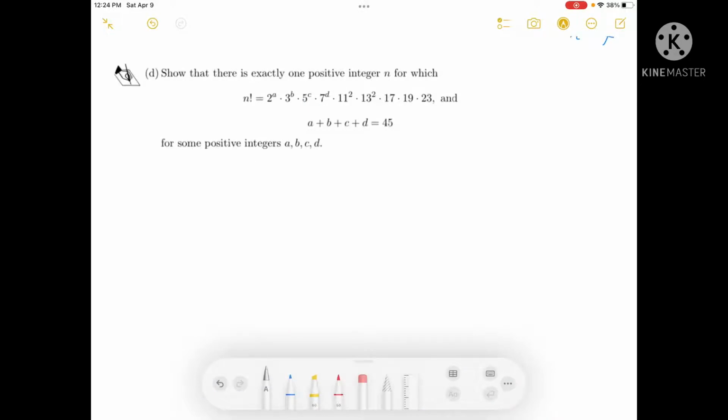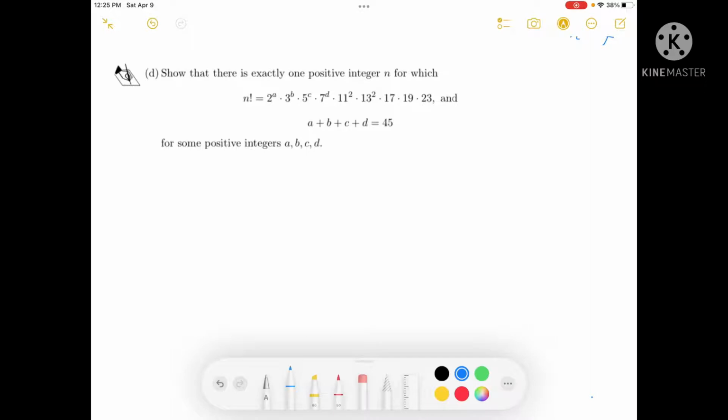In part D, we need to show that there is exactly one positive integer n for which n factorial is equal to 2 to the power of a times 3 to the power of b times 5 to the power of c times 7 to the power of d times 11 squared times 13 squared times 17 times 19 times 23. So it must be a huge number, and a plus b plus c plus d is equal to 45 for some positive integers a, b, c, and d.